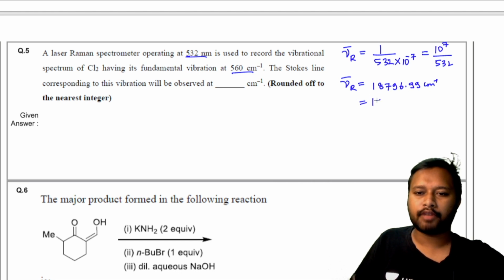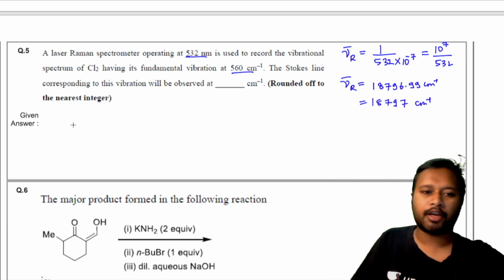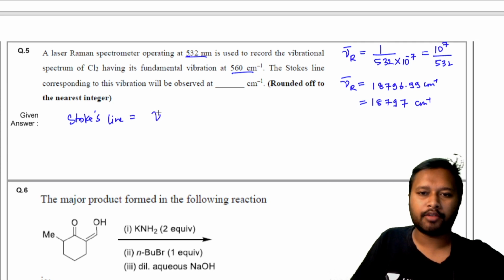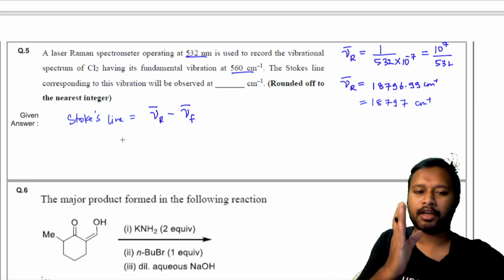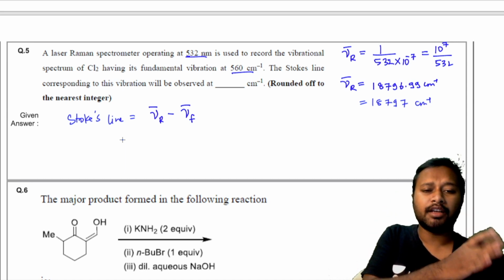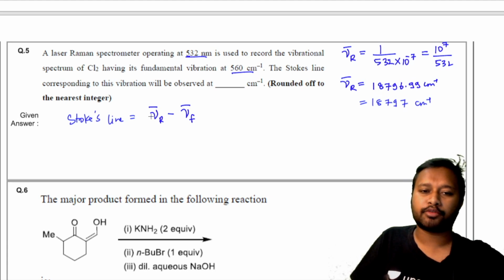Okay, so this is 18797, because everything has to be in integer, so I'm keeping this in integer itself. Now your Stokes line, or the first Stokes line, is given by your Rayleigh wave number minus your fundamental frequency. So that's how we calculate it. And if you have to find the anti-Stokes, it will be added, because you know the Stokes lines are towards the left side of the Rayleigh line, so that's why it has to be subtracted.